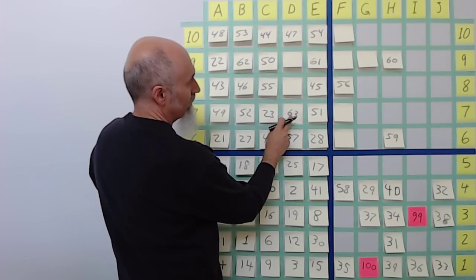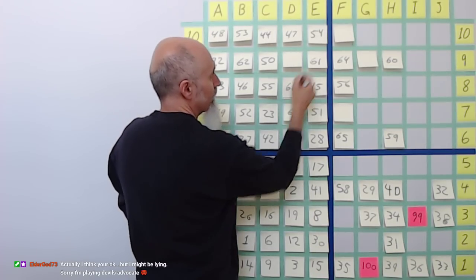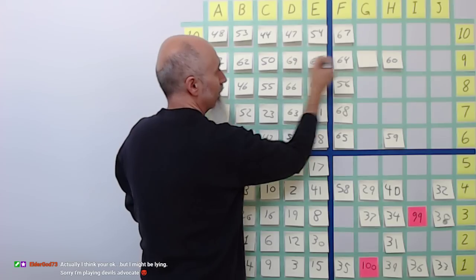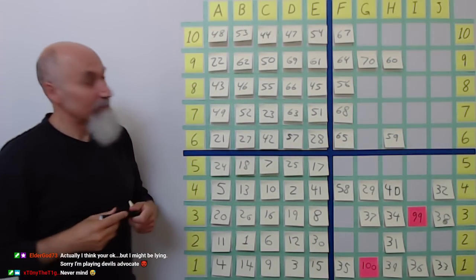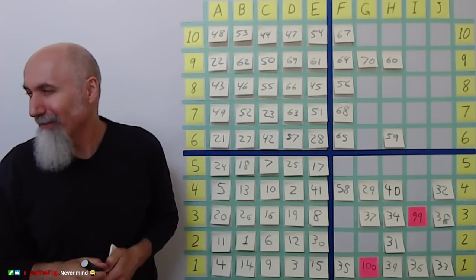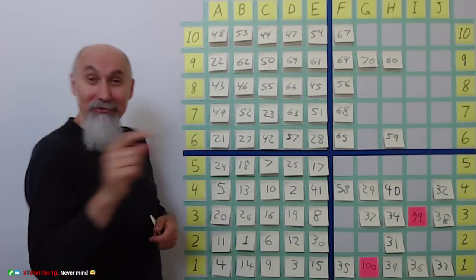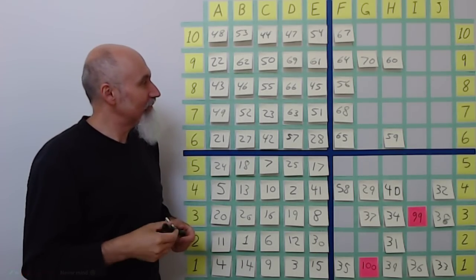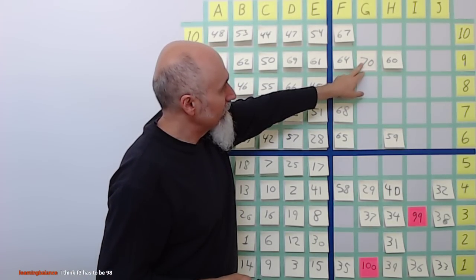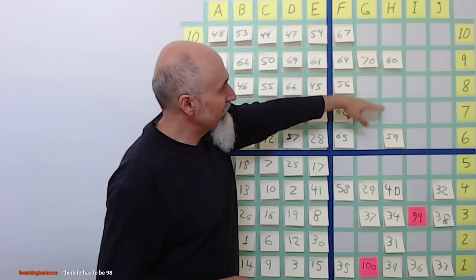63, 64, 65, 66, 67, 68, 69, 70. Good? Never mind, don't eat tiger. Actually, I think you're okay, but I might be lying. Sorry, I'm playing the devil's advocate. Elder God, are you punching this into the computer version of this game? So we're into 70. Now we gotta take care of this guy. 70. 71, 72, 73, 74, 75, 76.